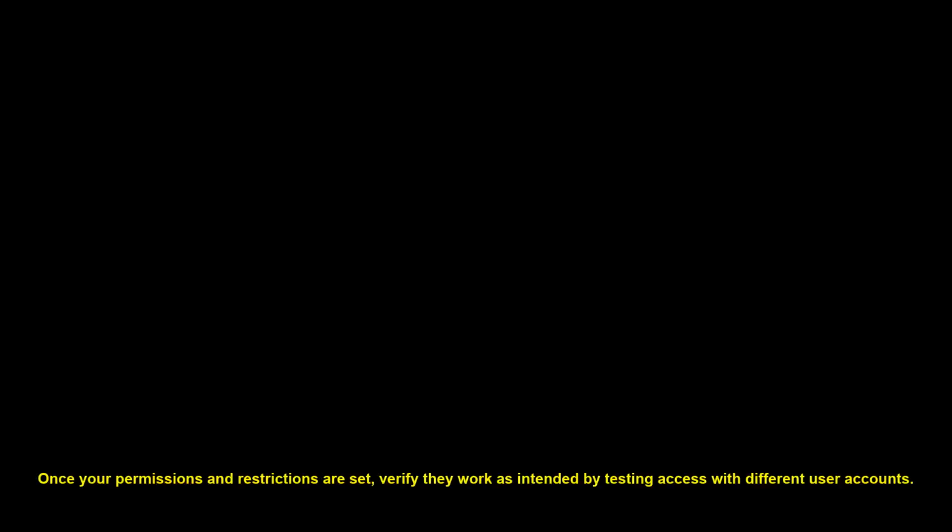Once your permissions and restrictions are set, verify they work as intended by testing access with different user accounts. You can always return to the space settings to make adjustments if necessary. With your spaces and permissions now configured, your Confluence Cloud setup is ready for use. This allows you to maintain effective collaboration and control over your project documentation.